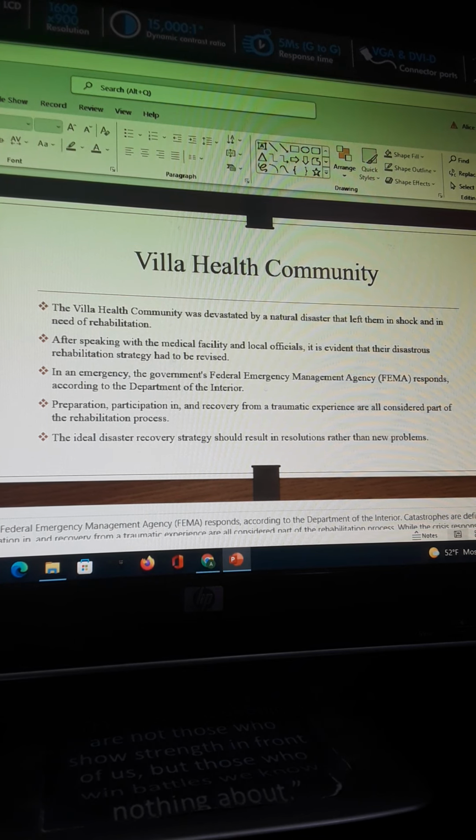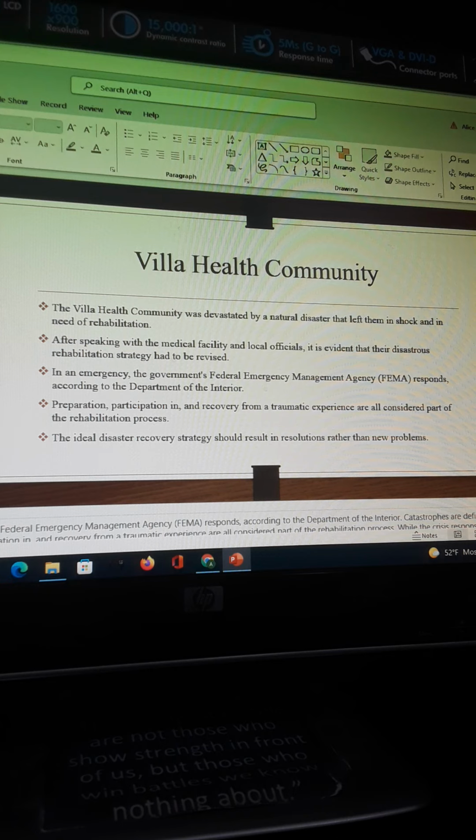Villa Health Community. The Villa Health community was devastated by a natural disaster that left them in shock and in need of rehabilitation. After speaking with the medical facility and local officials, it is evident that their disaster rehabilitation strategy had to be revised.